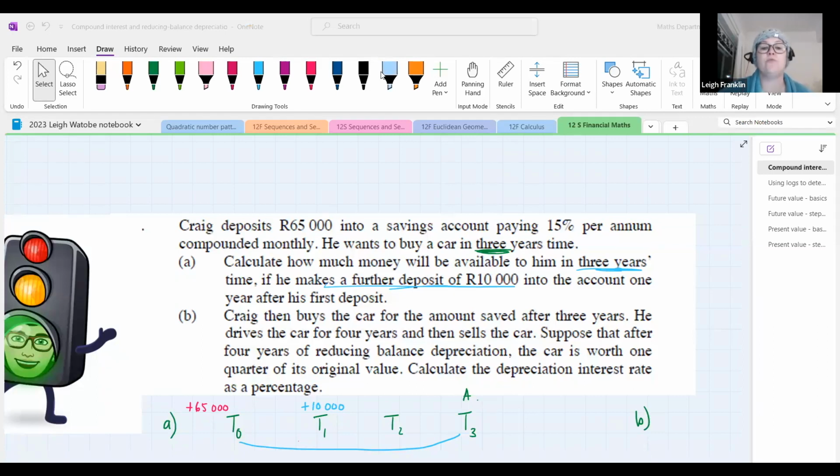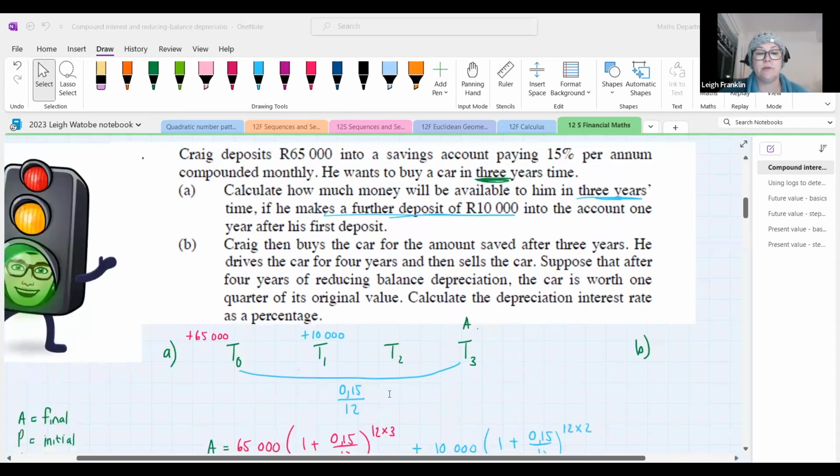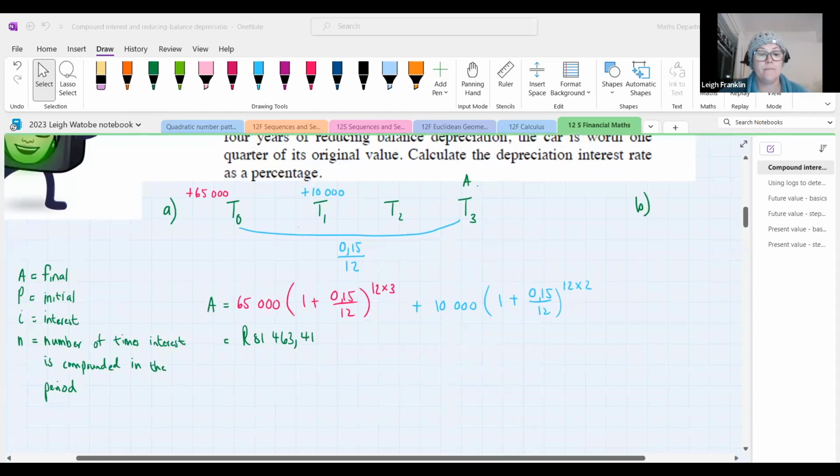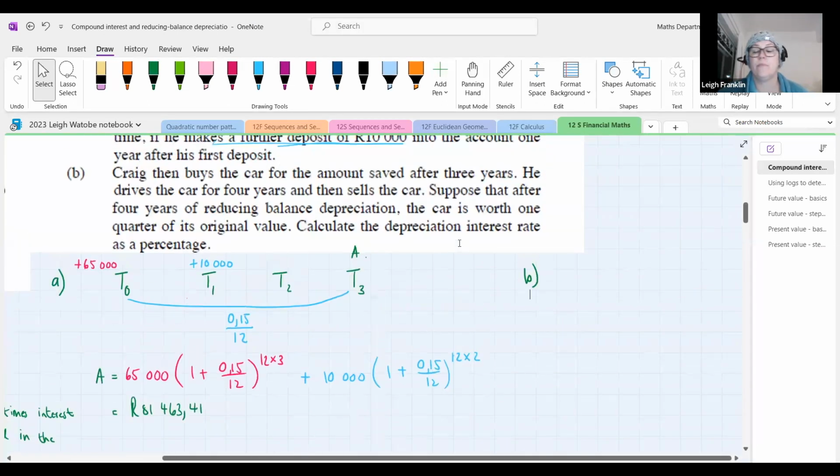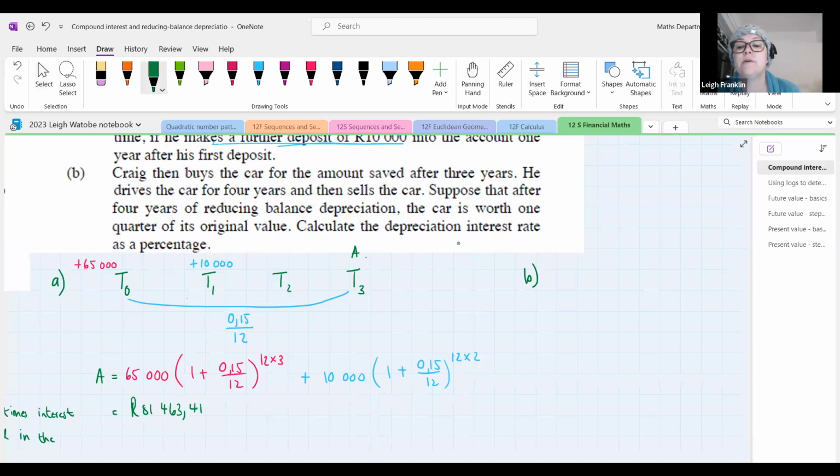Reducing balance, quite right. Yes, lovely. Good, reducing balance. Okay, so that is A equals P(1 minus i) to the power of n. Okay.